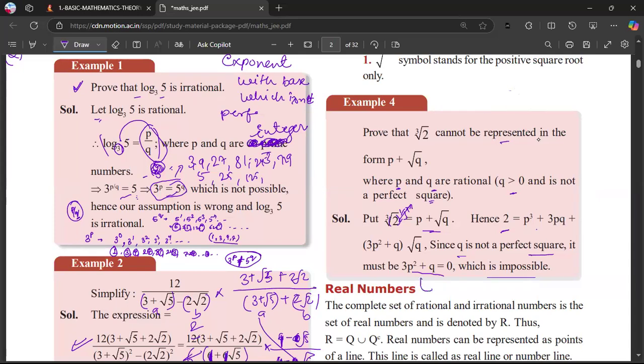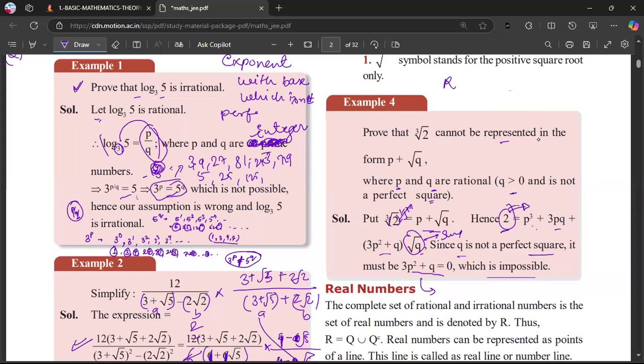How? So 2 is equal to p cube plus 3pq plus 3p square. So now they are comparing 2 with this. Since q is not a perfect square, it will remain like this. This will be an irrational number. So now it is an irrational number. Then how will it be equal to 2?